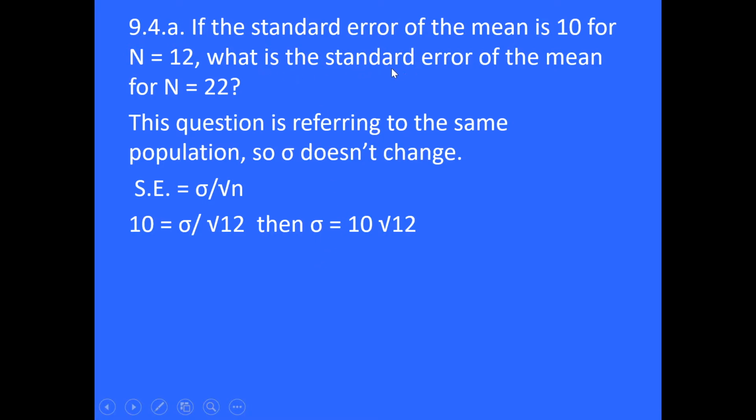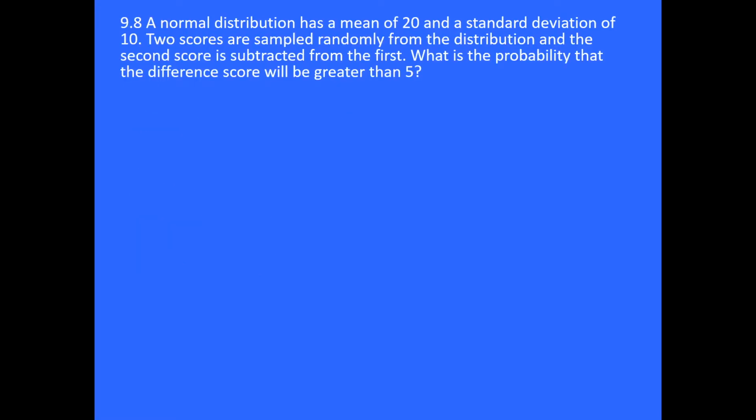Now, to find the standard error when n is equal to 22, we can use the same formula. So we now have what the standard deviation is, so we can substitute that value in here, and then we can substitute 22 in for n, and that'll give us the new standard error. So the standard error is going to be equal to 10 times the square root of 12 divided by the square root of 22. And I think you should be able to find that with your calculator. All right. Okay, now I'd like to take a look at question number 8.